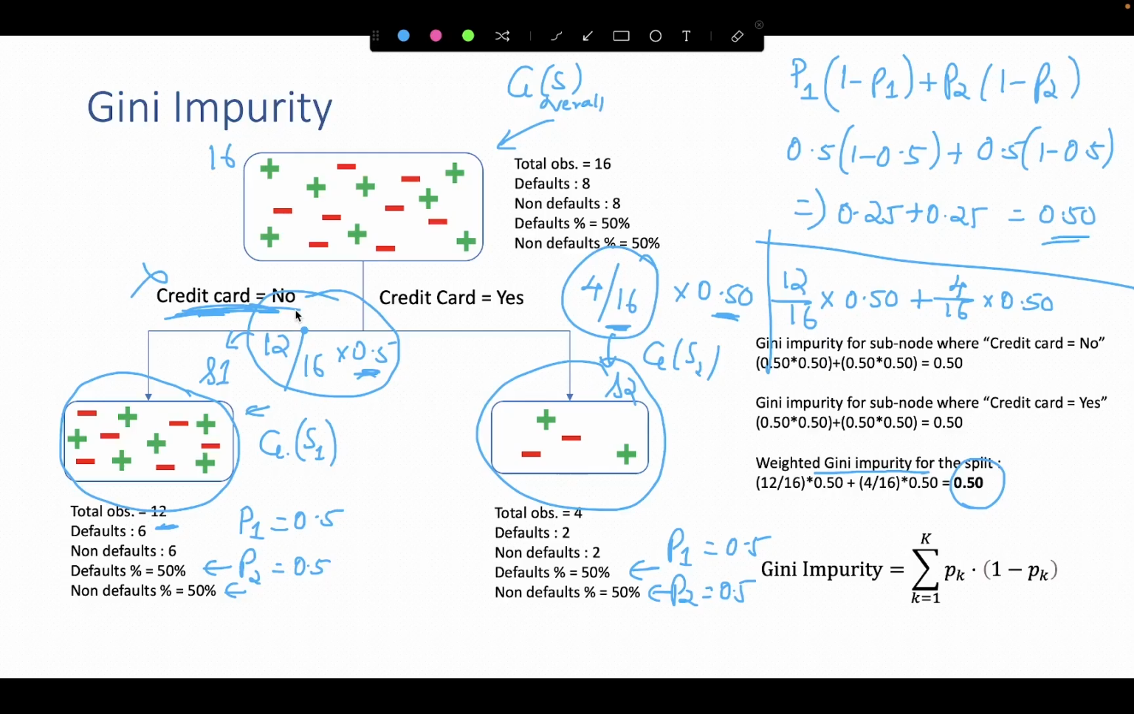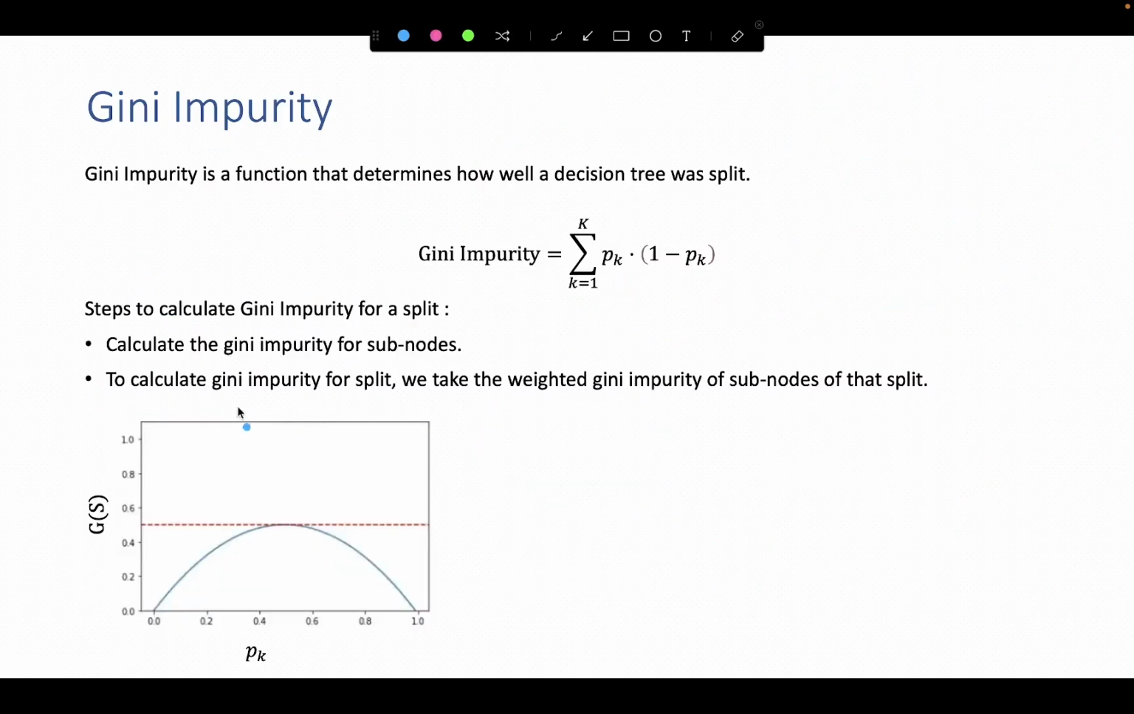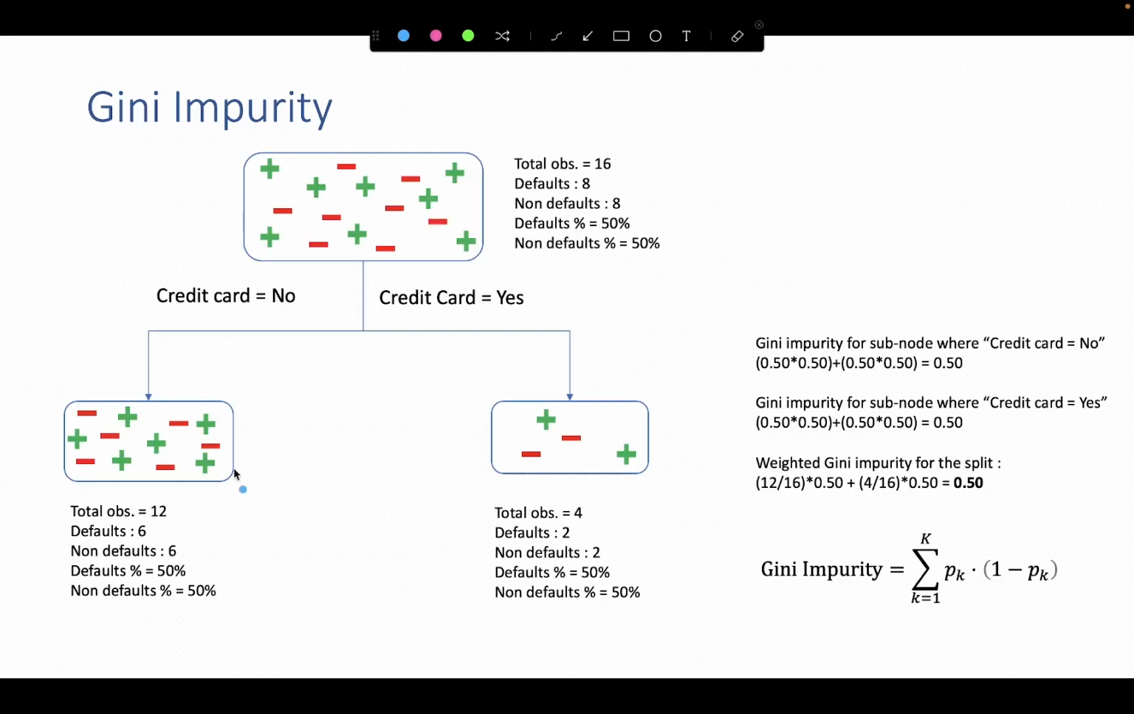Okay. So we conduct this similar exercise for other feature splits as well. But just by looking at this overall value, we clearly understand that this is a maximum possible value for Gini impurity as per the graph that we have already looked at. So the maximum possible value for Gini impurity is going to be 0.50, which is occurring at this peak. The corresponding x value, the corresponding probability value again is going to be 0.50, which is what we are observing here in both the cases.